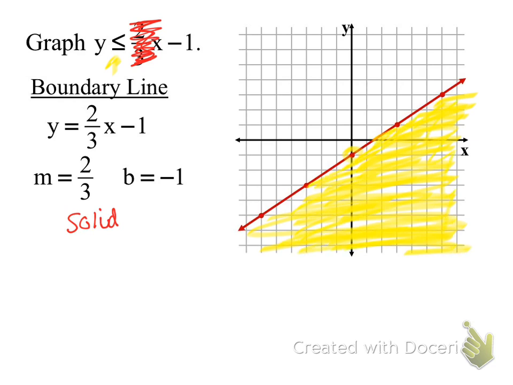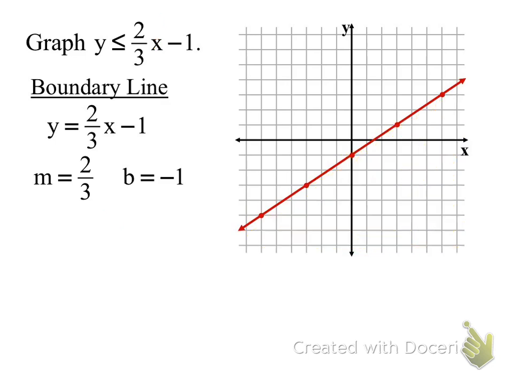Now, you're going to say solid and shaded below. Okay. Solid and shaded down. Okay, questions? Why is it shaded down again? Because temporarily I X that out, right? Read it. Y less than -1.